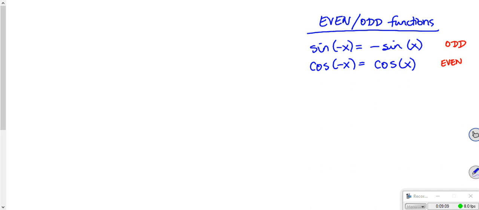And then tangent. Tangent of negative x is negative tangent of x. So again, that makes it an odd function. And again, same reasoning with sine. You pull the negative out in front, and that makes it an odd function. So here's an example. This is actually my number 2.